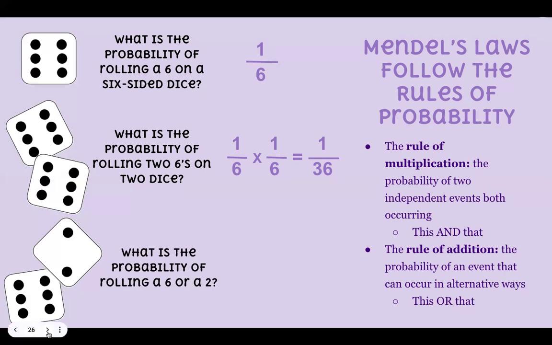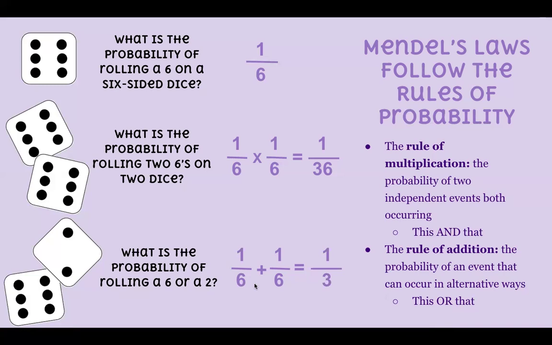Now let's think of a different situation. What is the probability you have a dice and you want either a 6 or a 2? I'm going to roll one dice and I don't care if it's a 6 or a 2. We're going to instead use the rule of addition. The probability of rolling a 6, we already established, was 1 over 6. The probability of getting a 2 is also 1 over 6. Because I want a 6 or a 2, I'm just going to add the fractions.